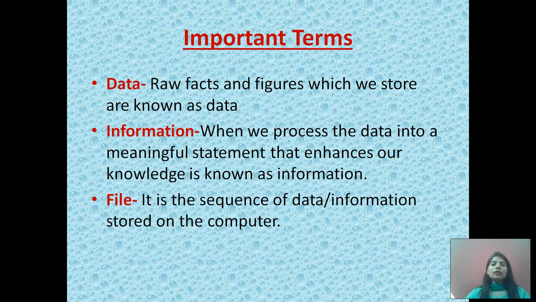So the first one is data. The raw facts and figures which we store are known as data. Next is information. Information is any meaningful statement that enhances our knowledge. Next is file. A file is where we store our data in the form of bytes. This file is stored on our system.